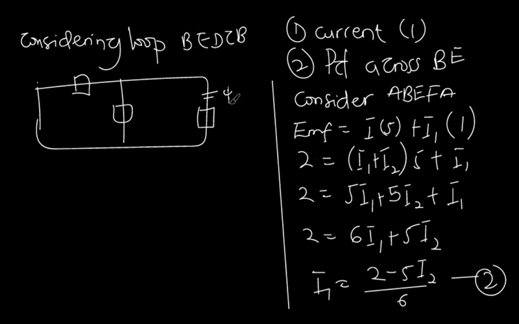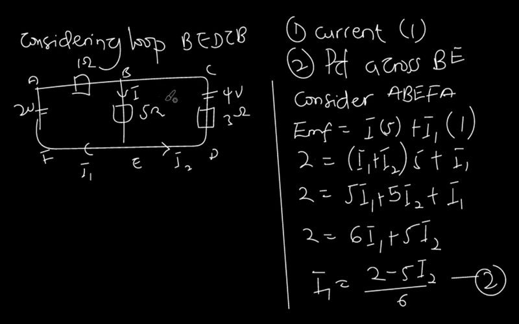So we have the 4 volt over here, then we have 2 volt over here, we have 1 ohm over here, we have 5 ohms over here, then we have the 3 ohms over here. So this is A, B, C, D, E, and F. So we have I1, I2, and then we have I.